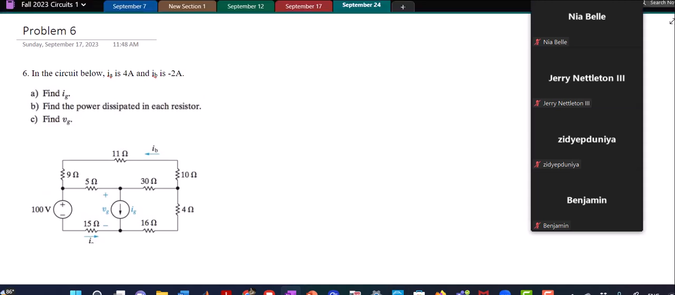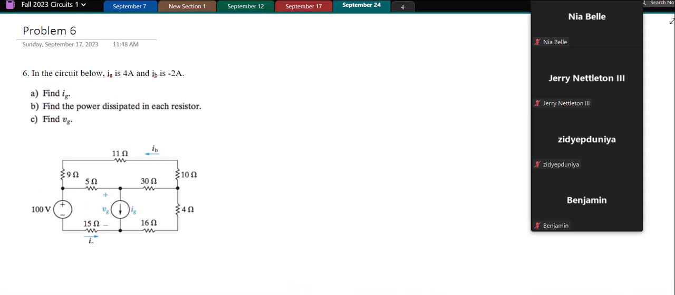But let's label some things on our circuit here. So we've got IB already labeled for us going to the right. This bottom one, that's supposed to be IA. So IB going to the left, IA going to the right. We have IG going down the middle. We know IA is 4 amps. We know IB is negative 2 amps.